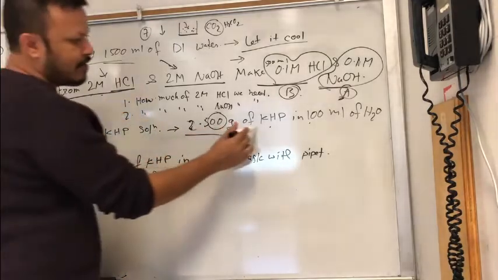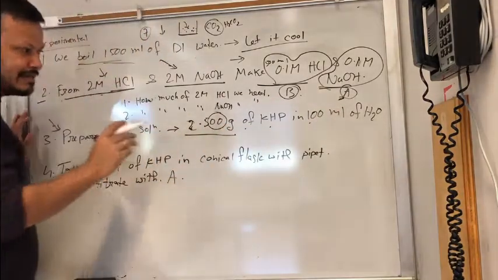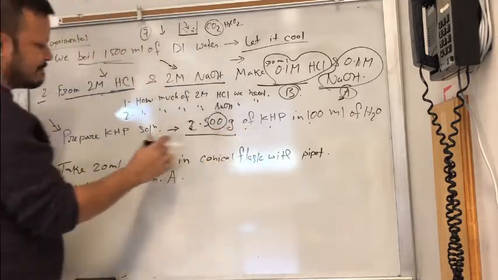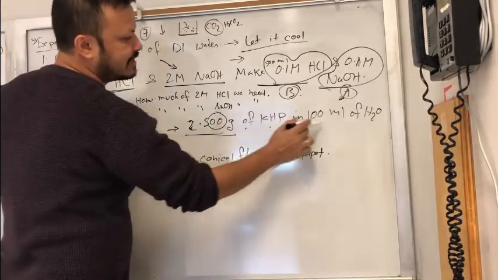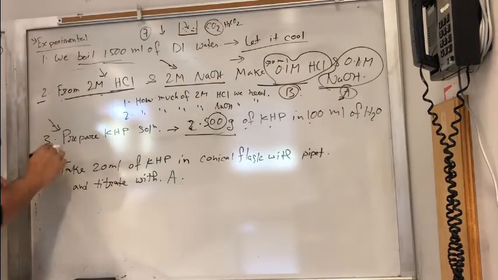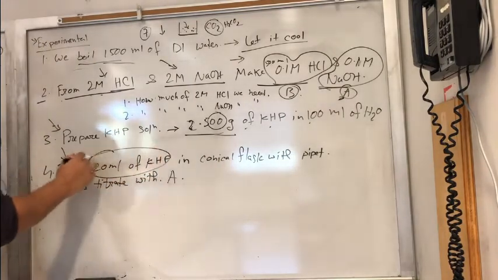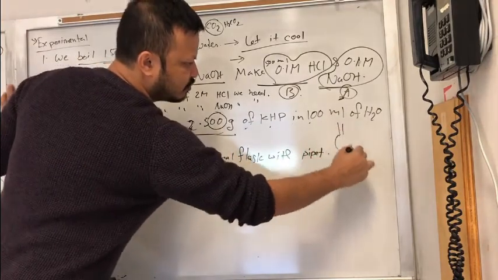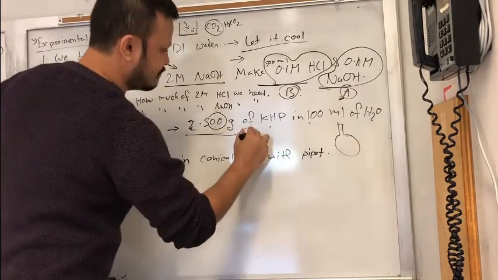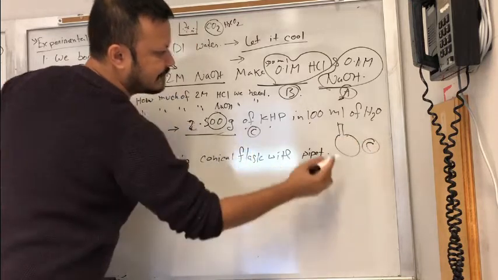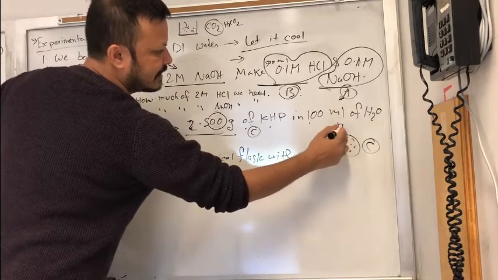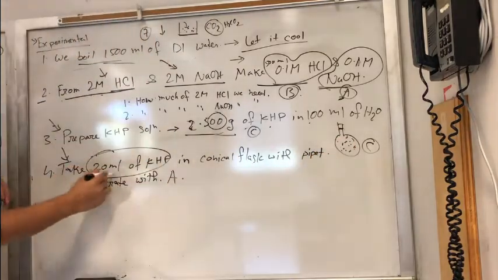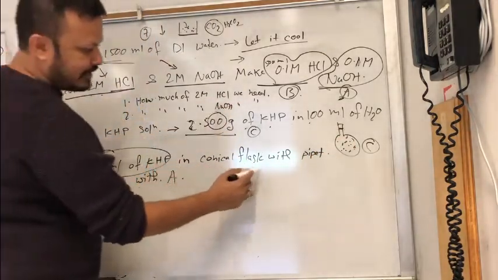This much KHP in 100 ml of water. In the book it is a little bit different, but here we will do it like this. So 2.5 gram of KHP in 100 ml of water we will take. Then take 20 ml of KHP. So you have 100 ml of solution in a volumetric flask, which we call C. We will take 20 ml from this C into a conical flask.